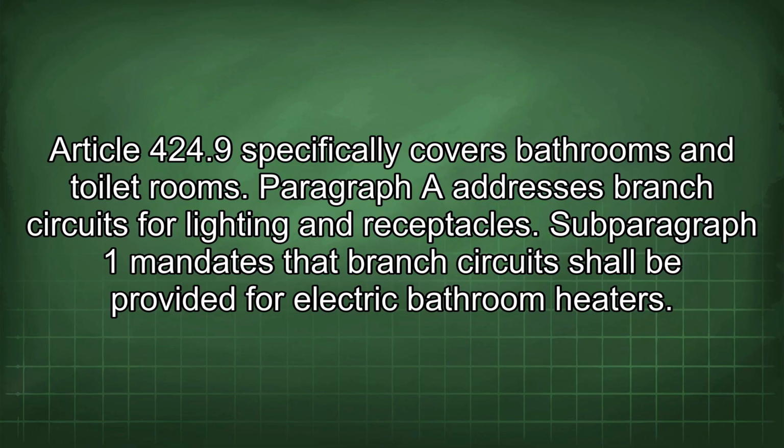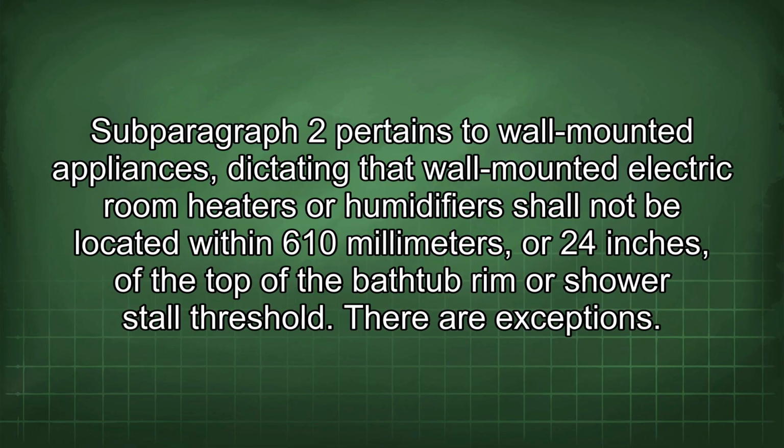Paragraph addresses branch circuits for lighting and receptacles. Subparagraph 1 mandates that branch circuits shall be provided for electric bathroom heaters. Subparagraph 2 pertains to wall-mounted appliances, dictating that wall-mounted electric room heaters or humidifiers shall not be located within 610 mm or 24 inches of the top of the bathtub rim or shower stall threshold.